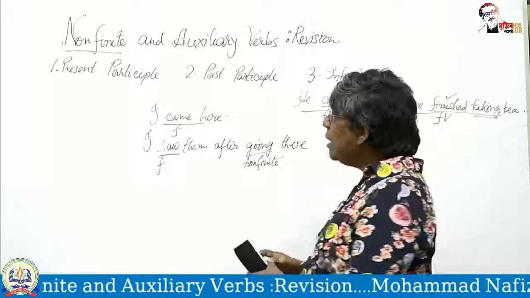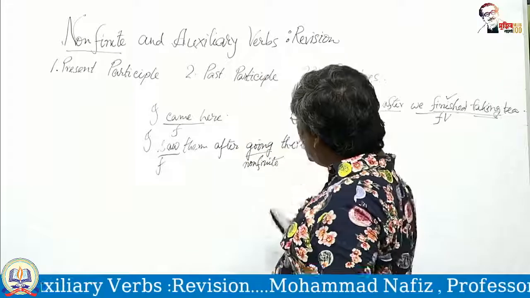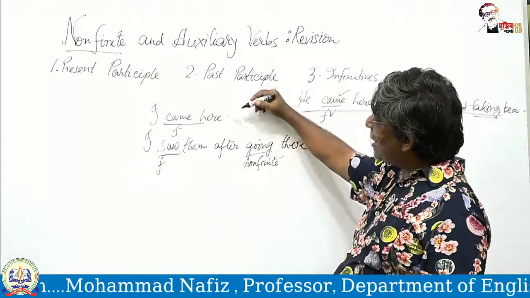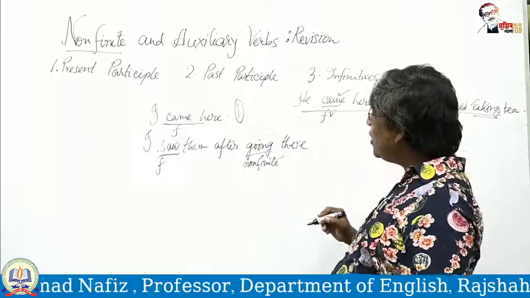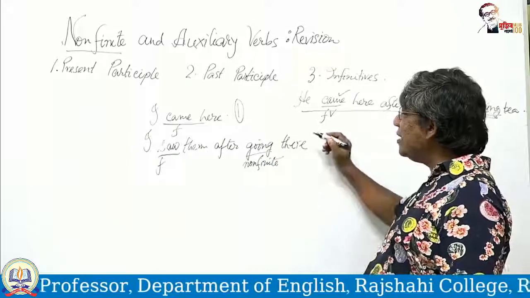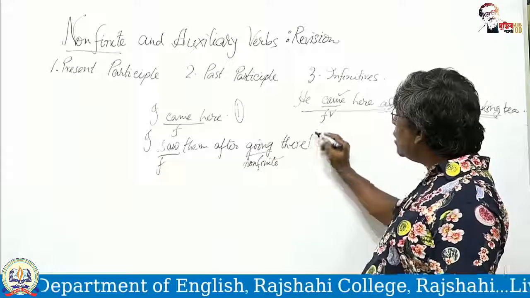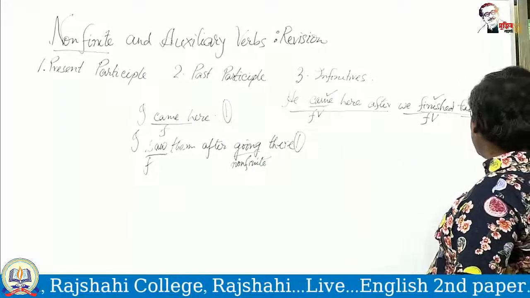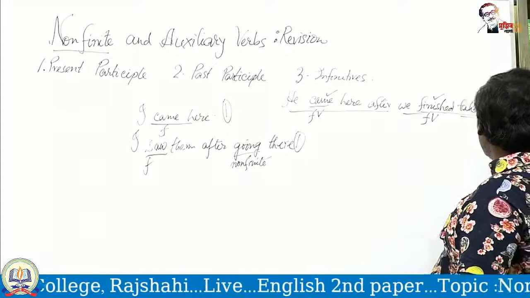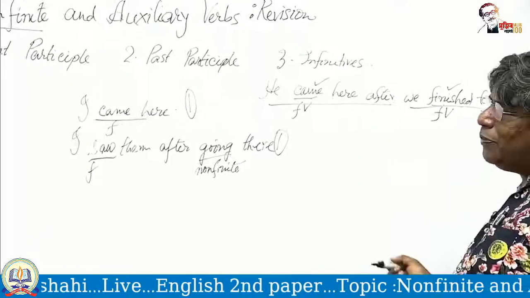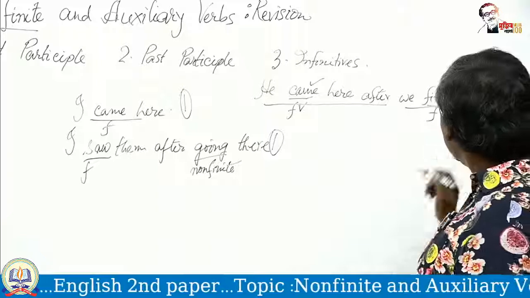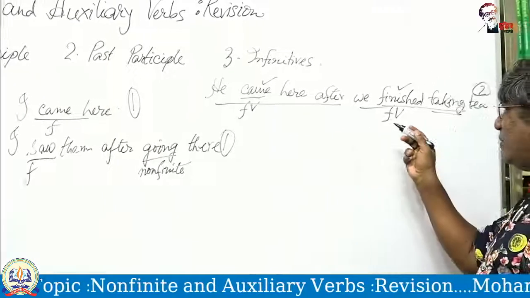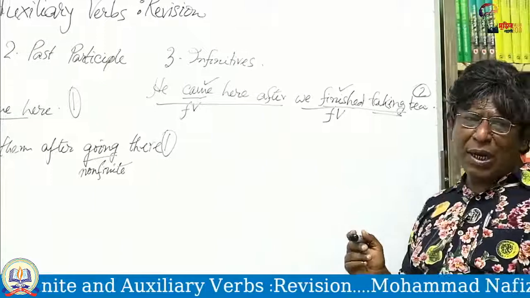Now let us go back to the discussion on non-finite verbs. Since I came here has only one finite verb, this sentence has only one clause. Since I saw them after going there has only one finite verb, saw, the number of clauses in this sentence is one. And in the sentence he came here after we finished taking tea, we have two finite verbs and one non-finite. Therefore, we determine this sentence as having two clauses.